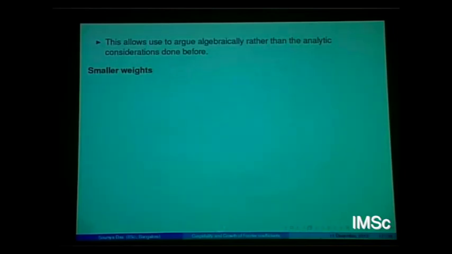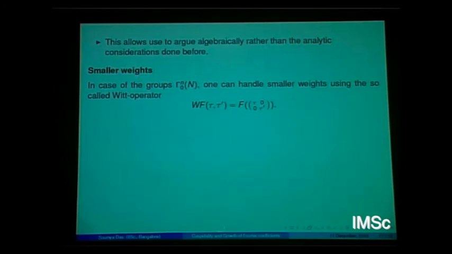So I already mentioned a few times that we really wanted to do it also for smaller weights, and in this case we could only do it for the special congruence subgroups gamma_0(N), and for this what we used is the so-called Witt operator on modular forms. So what you do is put the off-diagonal terms, you decompose your matrix on the upper half plane. Let's say it's on H_n.